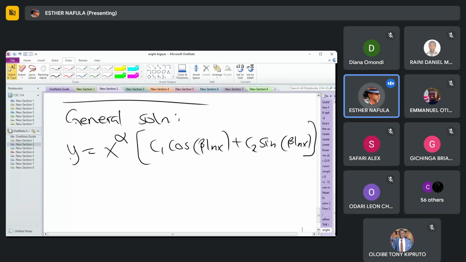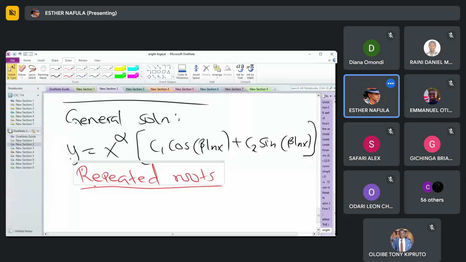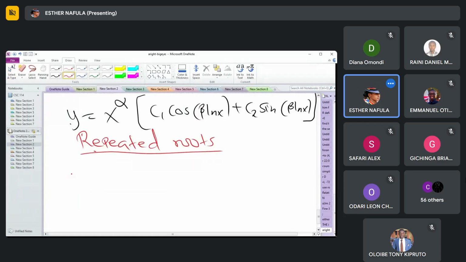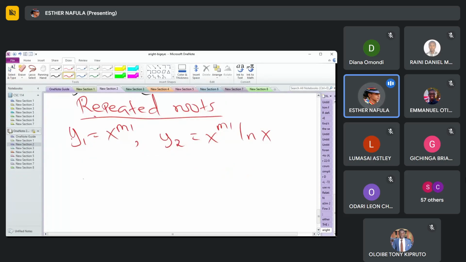If you have repeated roots, for you to be able to determine the second solution, you use reduction of order. We will not be able to go through that. But for repeated roots, y1 is x to the m1, y2 is x to the m1 times natural log of x. The general solution is the linear combination of these two. Y is c1 y1 plus c2 y2.